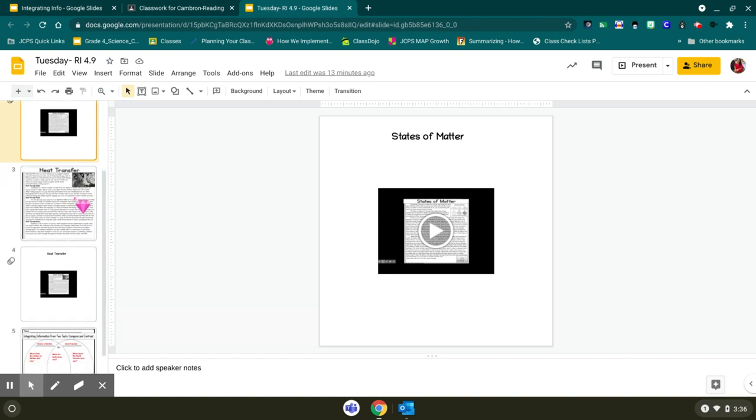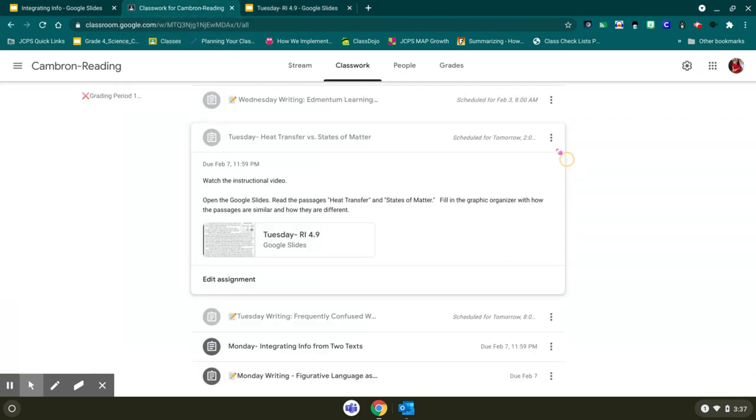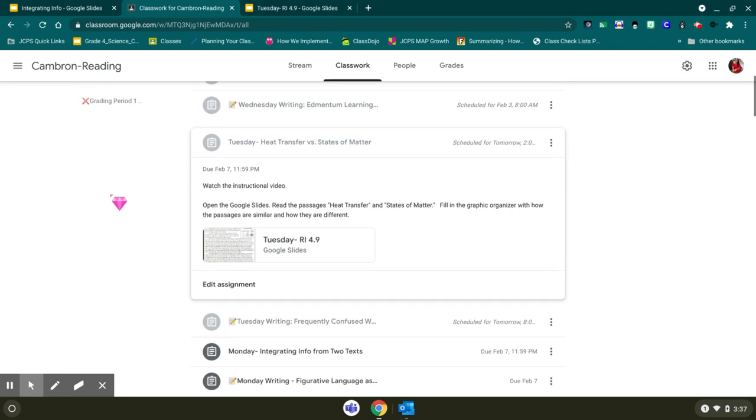But make sure that you are listening for those key points, that key information from both texts, and make sure you're listening to why did we read those two together? Why did I have you read states of matter and heat transfer together? What did they both say? What did they both talk about? When you are done, make sure you come back here and click mark as done or submit.